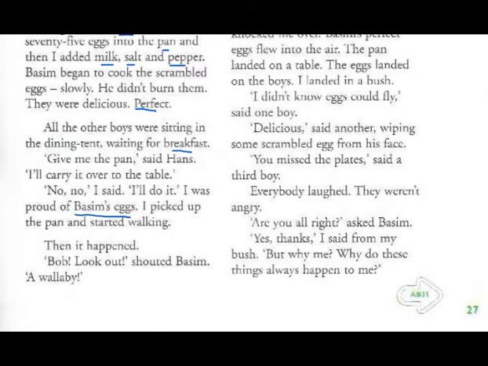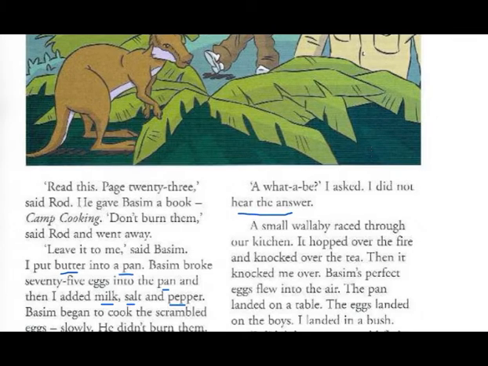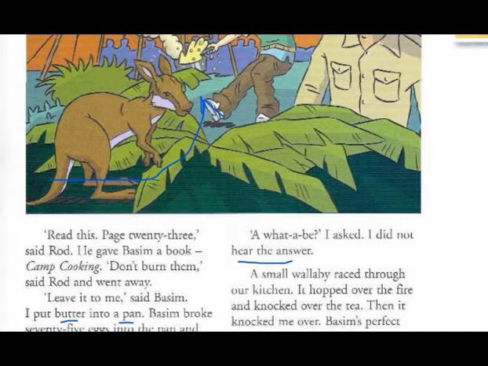Bob, look out, shouted Basim. A wallaby. What a bee? I asked. Apparently he did not hear properly. Bob did not hear the answer. A small wallaby. Wallaby is an animal. It's a kind of animal. It is just like a kangaroo. This is the wallaby if you can see it in the picture. This is the wallaby. Okay?